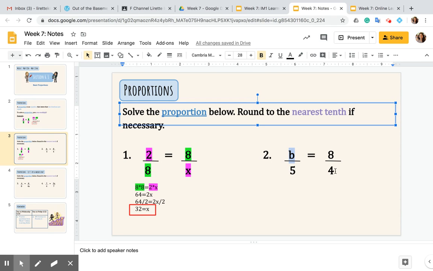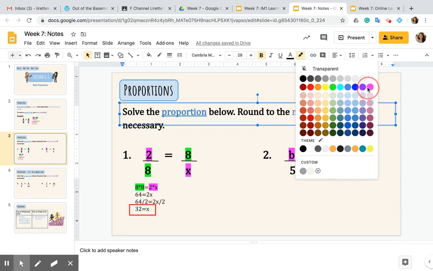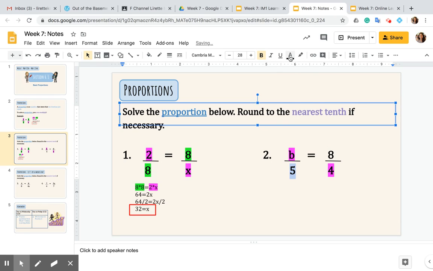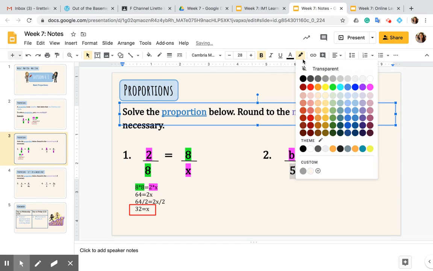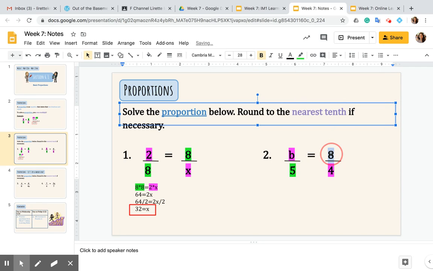B over 5 equals 8 over 4. So again, I'm going to take this b value and go diagonally across and multiply it with the 4. So that's going to be one of my cross products. B times 4. And my other cross product is going to be 5 times, oops, I didn't mean to color it. I meant to highlight it. B times 5. There it is.